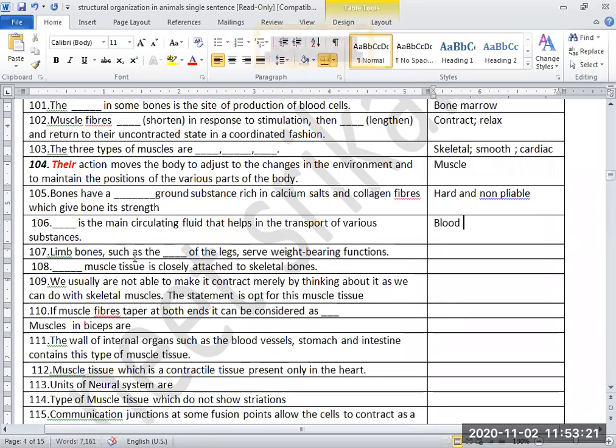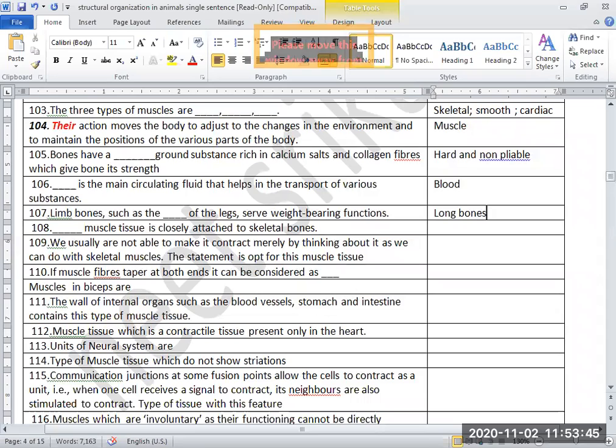Next, limb bones such as the dash of the legs serve a weight-bearing function. Limb bones such as what? Here we should fill the blank. They are long bones. We have four types of bone: long bone, short bone, flat bone, irregular bone. Limb bones are long bones.